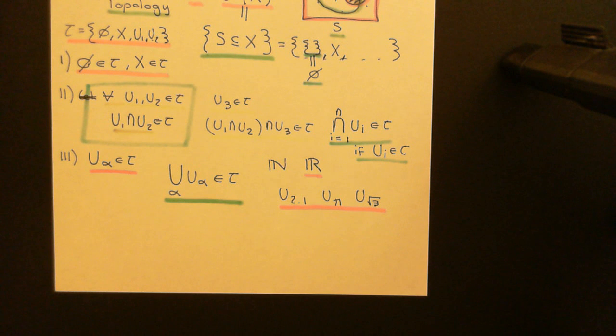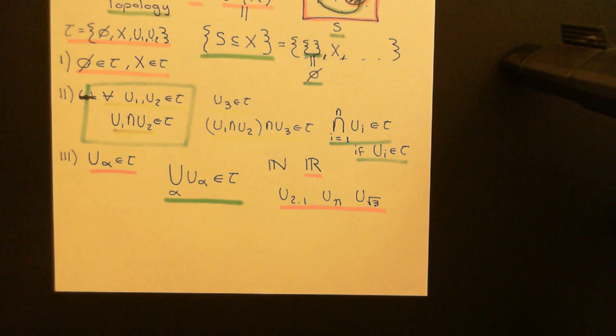So you can union together finitely many subsets in the topology. You can union together infinitely many subsets within the topology. And whatever you do, you will always get another element of the topology. And let me stress it again. It can be an uncountably infinite number of subsets from our topology. And when you union them together, you must get another element of the topology.